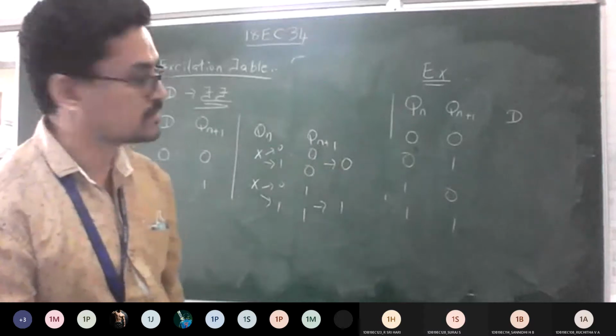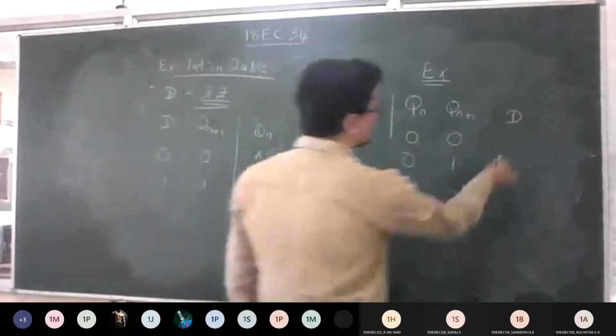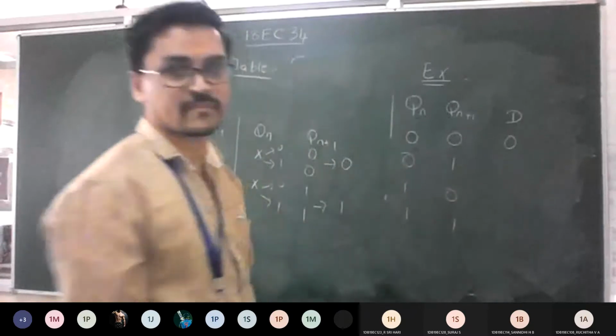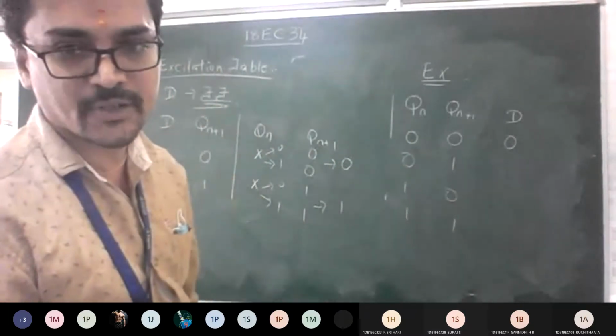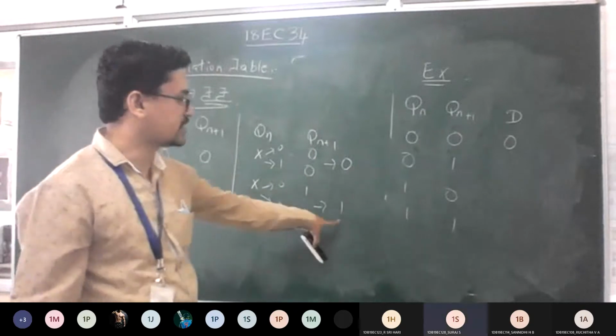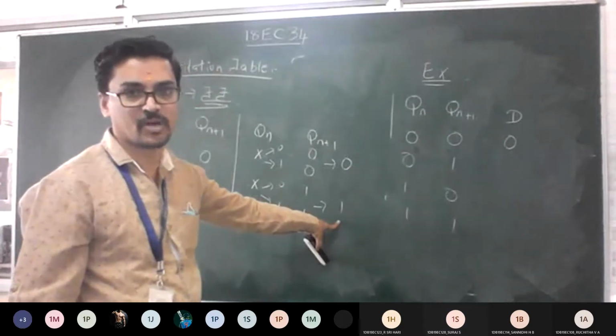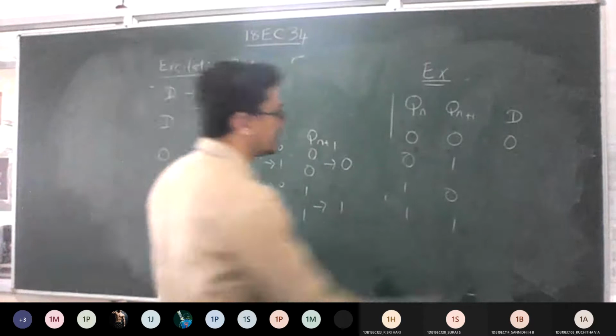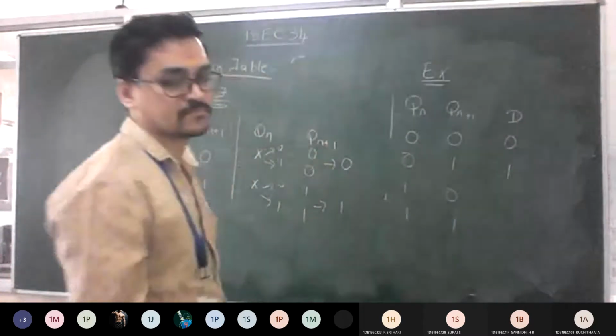Only 1. So what is the D input now? Is it 0 only? 0. Next for 0, 1. 0, 1 is here. What is the corresponding output? Output is 1. So can I write the input also as 1?